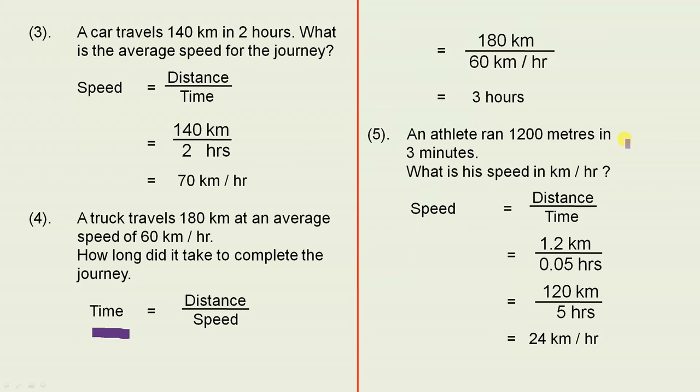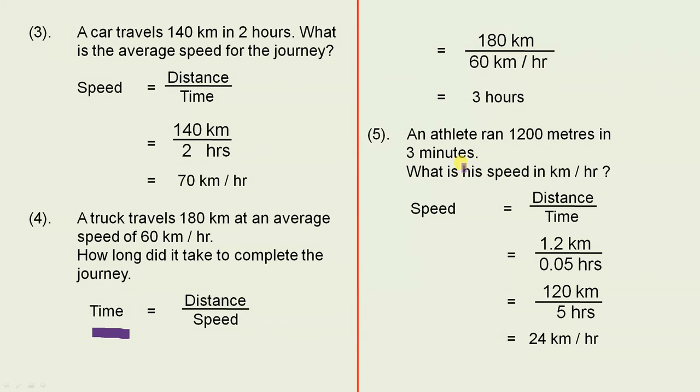An athlete ran 1,200 metres in 3 minutes. What is his speed in kilometres per hour? Speed equals distance over time. Now 1,200 metres is 1.2 kilometres. Okay, so that's easy. So we've got the kilometres all worked out.